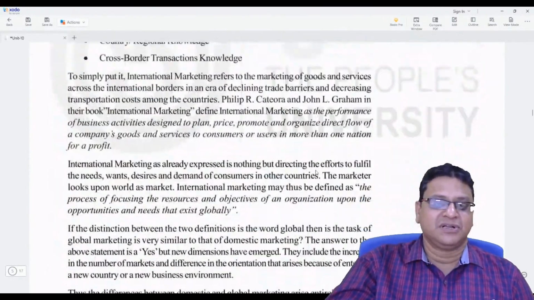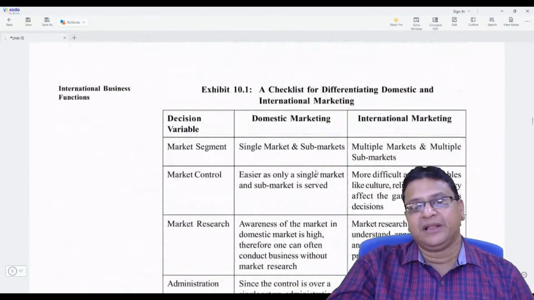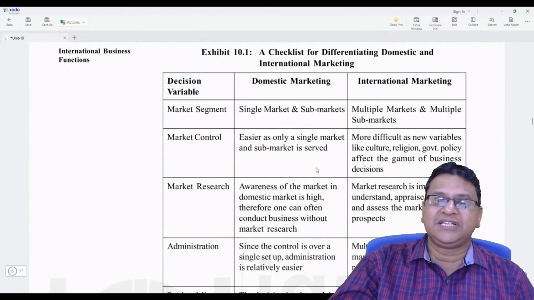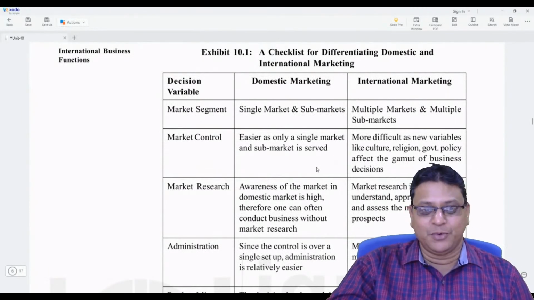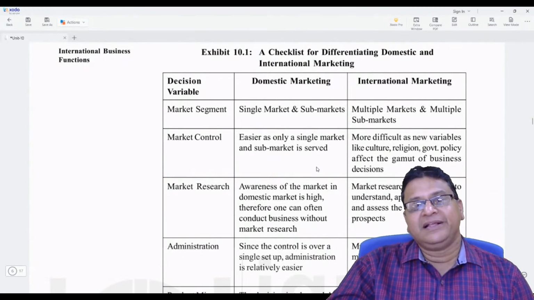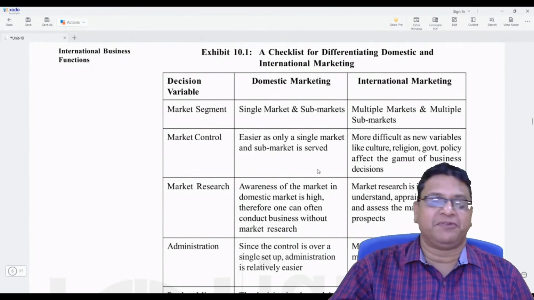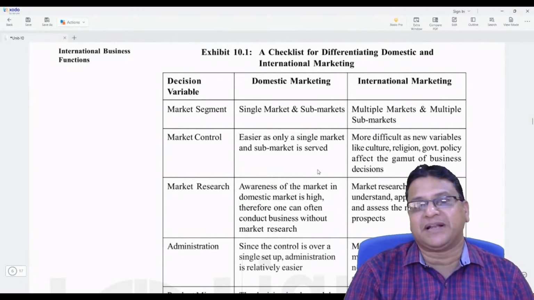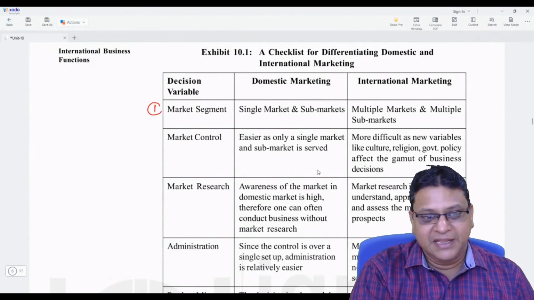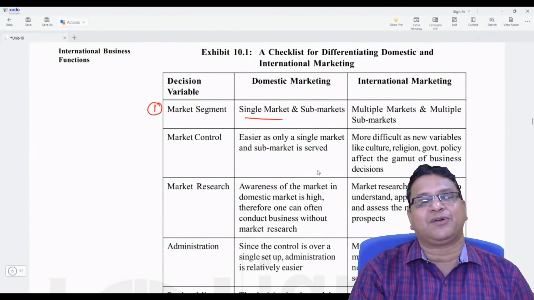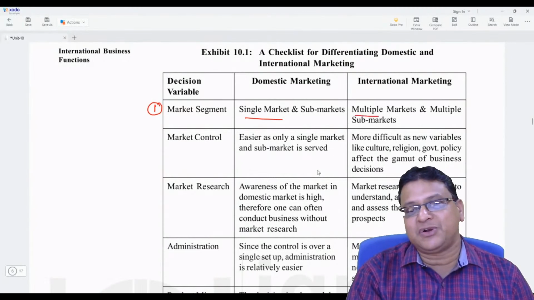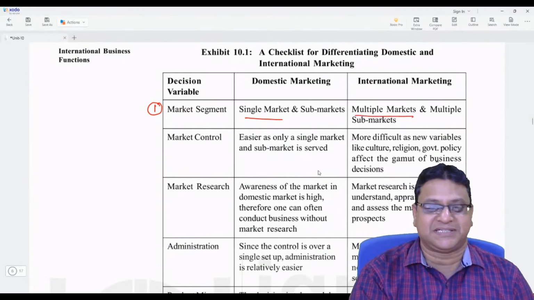Next, we will discuss the difference between domestic marketing and international marketing. What is the main point of difference between domestic marketing and international marketing? These are certain main points of difference. First point is market segment. In case of domestic marketing, you cater to a single market, one market. But in case of international marketing, you cater to the needs of multiple markets.